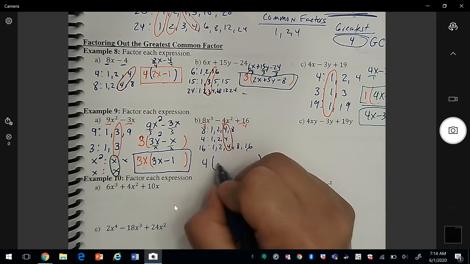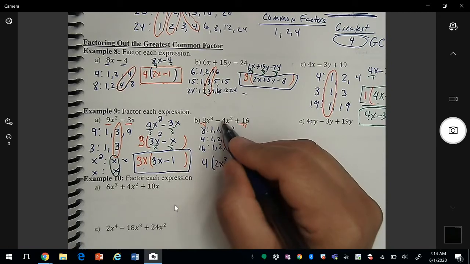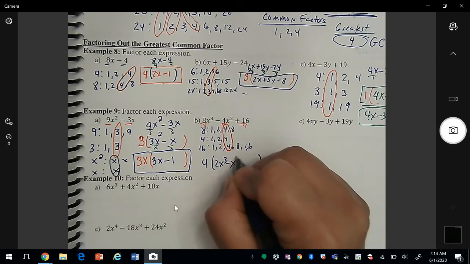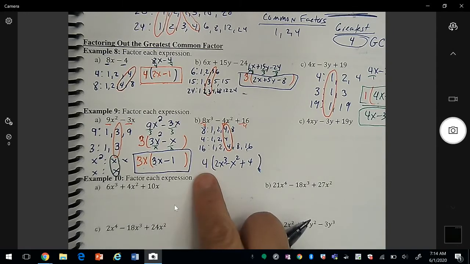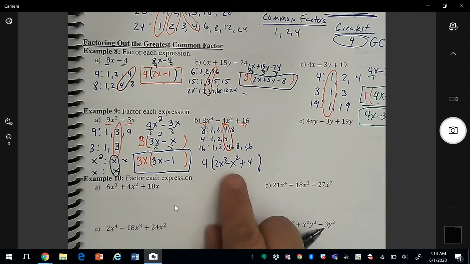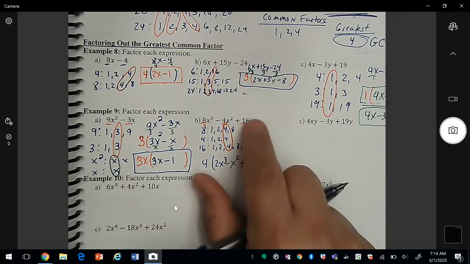8 divided by 4 is 2. 4 divided by 4 is 1. 16 divided by 4 is 4. If you check your work, 4 times 2x cubed is 8x cubed. 4 times negative x squared is negative 4x squared, and 4 times 4 is 16.